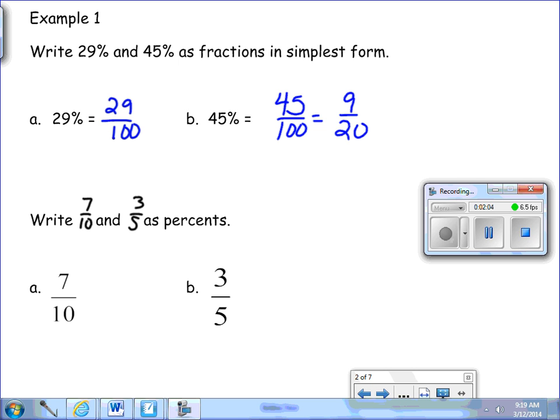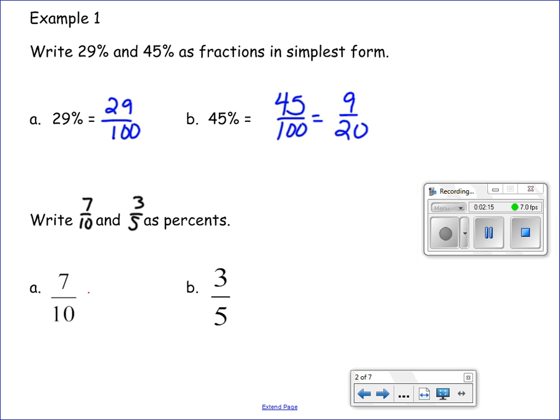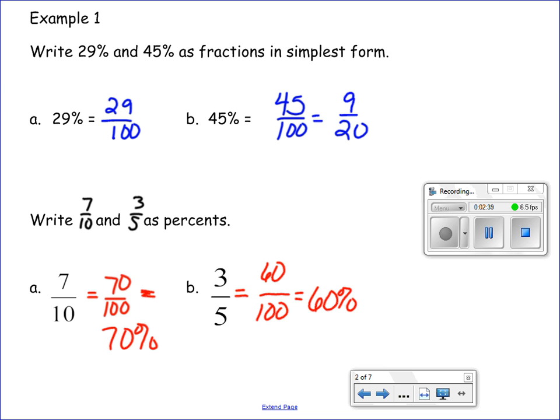In the second section, we're going to write 7/10 and 3/5 as percents. So we have 7 over 10. Since it needs to be in percent form, the fraction will need to be over 100. So we're going to put an equivalent fraction of 70 over 100, and our final answer would be 70%. In example B, we're going to change that to a percent, put it over 100, and then change it to a percent.